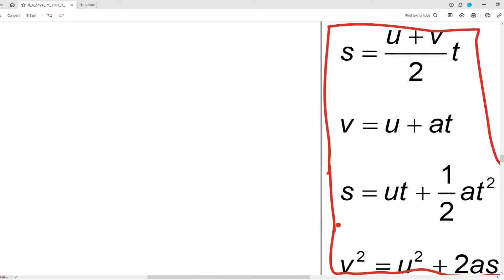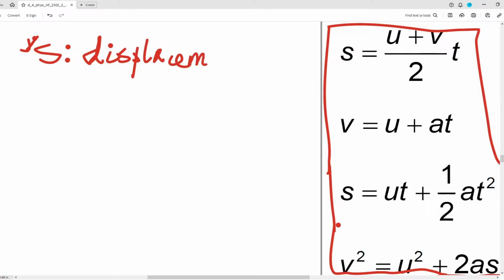So S is displacement, which in the non-IB or Alberta curriculum, they use d with the arrow on top. This is not letting me write as well as I thought.